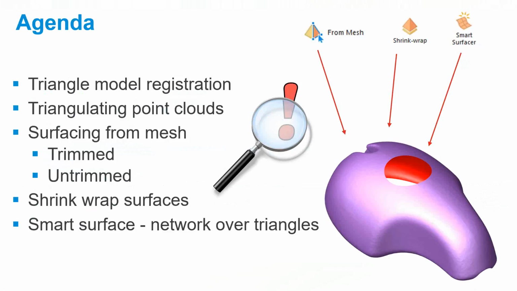And of course, touching on that as well, and kind of meshed in with the previous topic, is that of the smart surfacer, which is the ability to drop a network surface over triangles. So again, we'll touch on that. So let's go and take a look at Powershape.